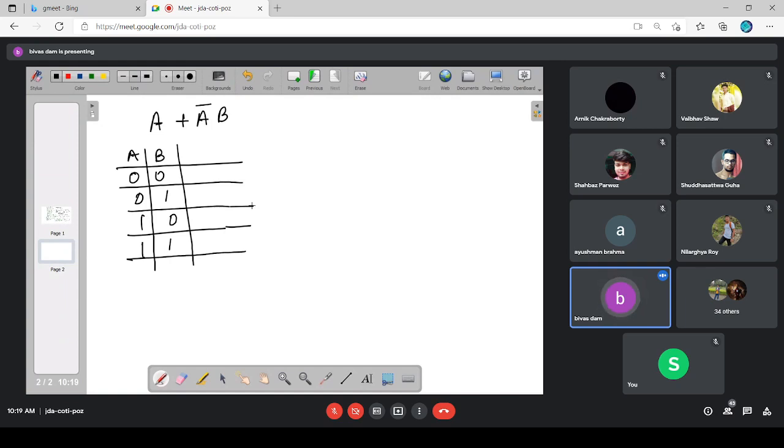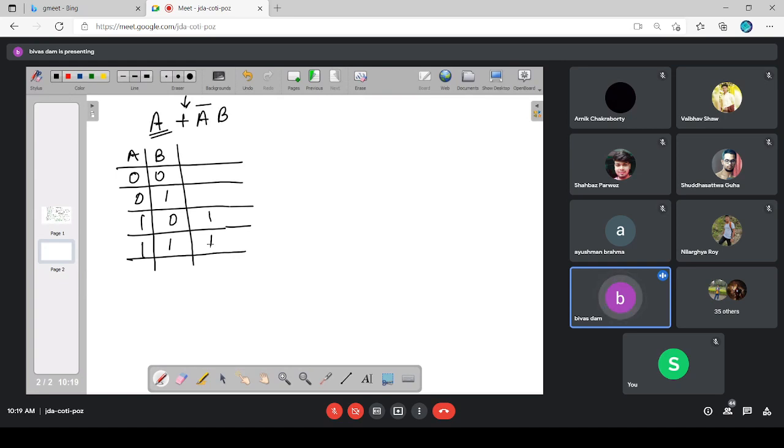A plus A bar B. Now, let me take the clue that this is basically one OR operation. So in case my A is true, the outcome of A plus A bar B should be always true. This is basically one OR operation, isn't it? So in case this fellow is true, I can straight away write that the outcome of A plus A bar B should be true. So these two must be 1, because here the A value is 1, true.